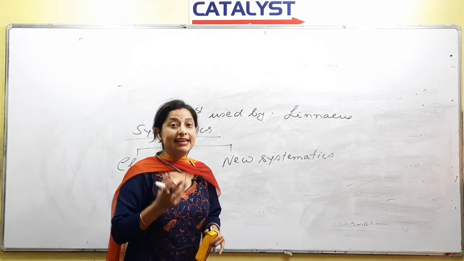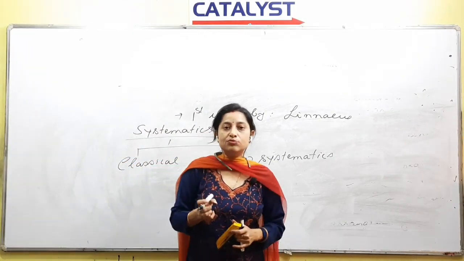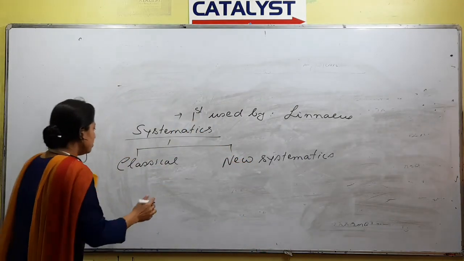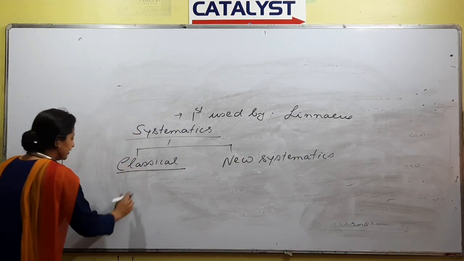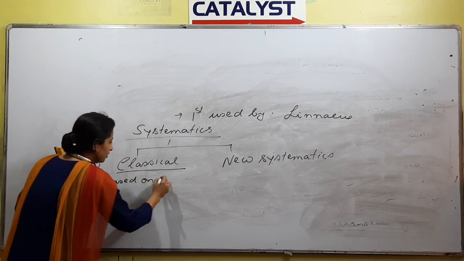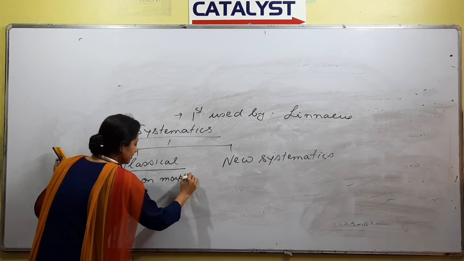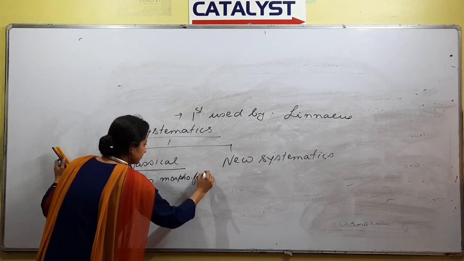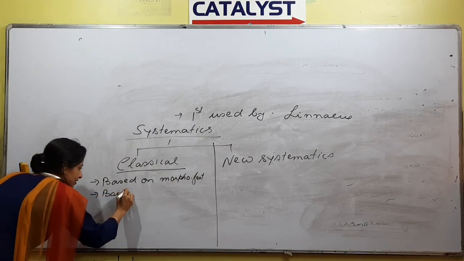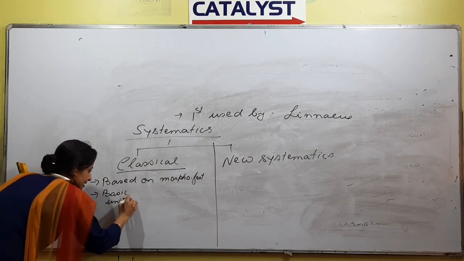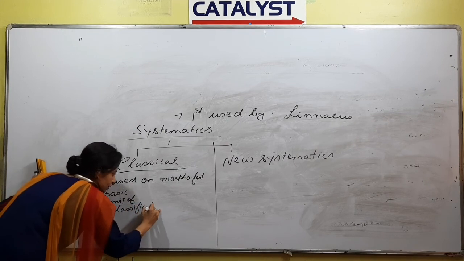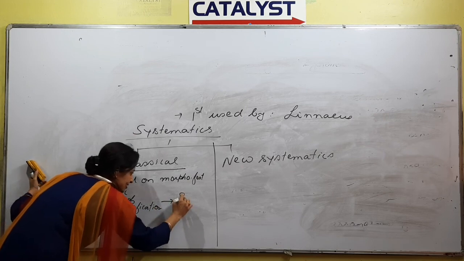Now I think we understand the meaning of classical. By classical we mean that the classification is based only on morphological features, right? So in this case also, it is based only on morphological features, right? Next, what is the basic unit of classification according to classical systematics? It is species.